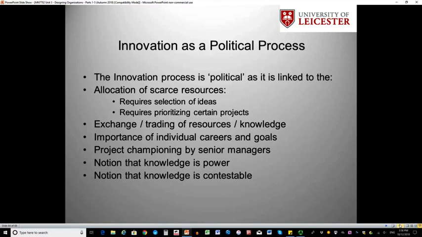I've already mentioned that knowledge is power, but we might also think that knowledge is contestable. So it's not necessarily that one person is right or one person is wrong. It might be that both people have very strong arguments, and they might both be able to contest each other's knowledge. So when we're thinking about innovation, we're also thinking about knowledge and knowledge transfer, or sharing of ideas, and all of these things involve not just a social process, but also quite often a political process with a small p.